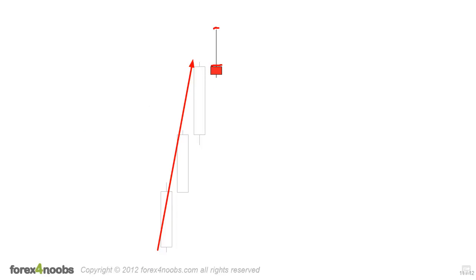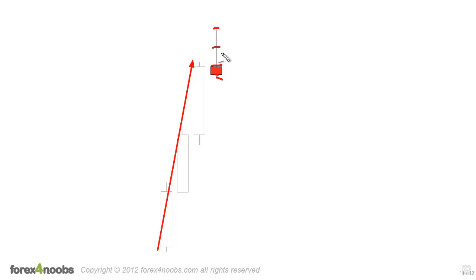So the first characteristic of this candle is a large upper wick if it forms in a bullish trend. The second characteristic is a small lower wick. The lower wick doesn't necessarily have to be as small as it is in this picture, but generally speaking it has to be around about half the size of the upper wick.